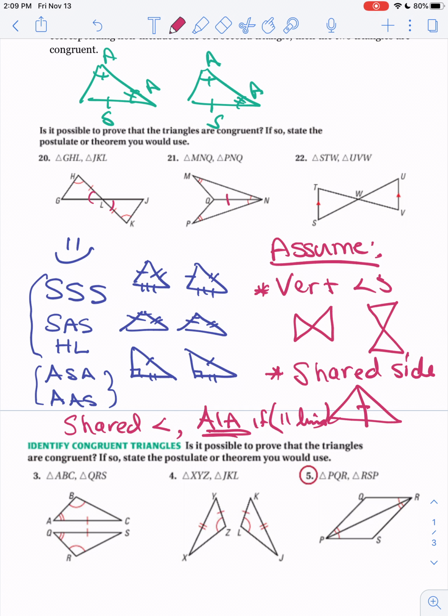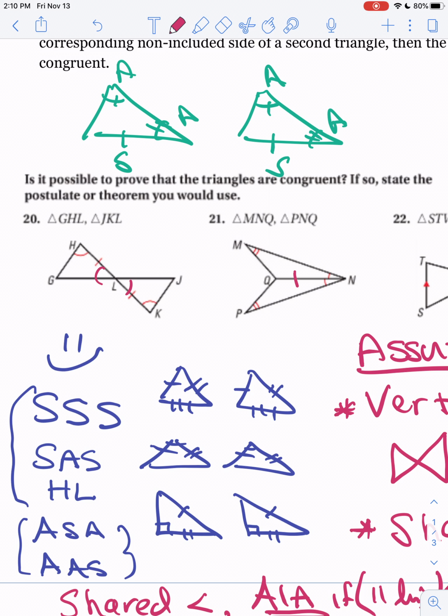So number 20, I see it's a bow tie. I mark my vertical angles right away, and then I assess what I have. I have an angle, a side, and an angle, a side, and an angle. The side is touching both of those angles and both of my triangles. So I'm going to say, yes, we can prove this one by angle, side, angle. It has to be the same in both. They can't mix the pieces up or it doesn't work.